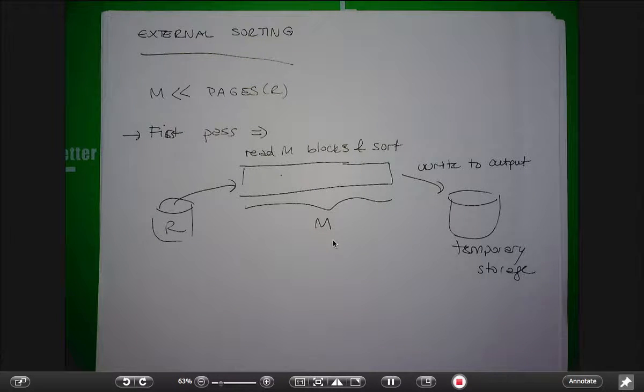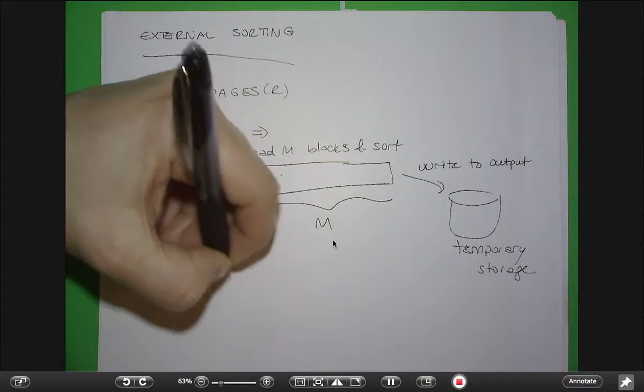Now you're not done because there are more pages, so read the next M blocks, sort it in memory, write it to output, write it to temporary storage, and then do this for every single page, right? So you're going to do it in basically stages. I cannot sort all of it, I can sort M things. So what would be the cost of this step?